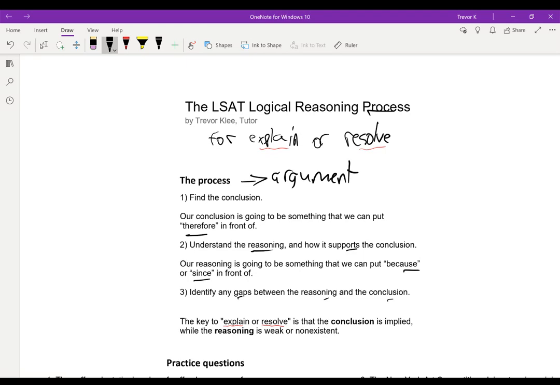Now, this is especially important for explain or resolve type questions because the conclusion is implied while the reasoning is weak or non-existent. So the conclusion is going to be somewhat closer to a fact here, but we can still put "therefore" in front of it. And when we put "because" or "since" in front of our reasoning, it's not going to make a lot of sense. So we're really going to need to fill in these gaps in our explain or resolve questions because there are going to be huge gaps. Now, let me show you what I mean.